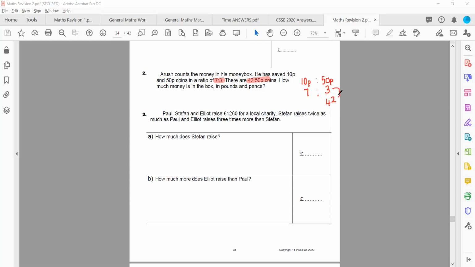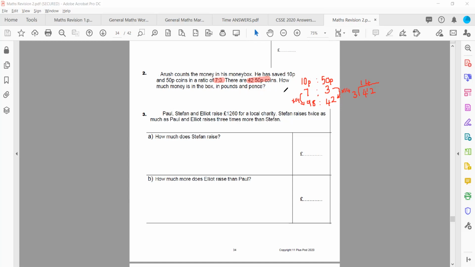Now to go from 3 to 42, if you can't do that mentally, put 42 into a bus stop, divide by 3. So 3 will go into 4 once, carry 1, and 3 goes into 12 4 times, so 14. So you're timesing by 14 on this side. So you then need to times by 14 on this side. And 7 times 14 would be 98. So you've got 98 10p coins. So that's the first stage completed.